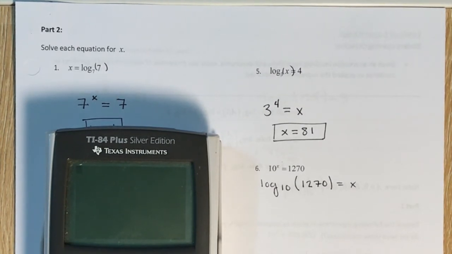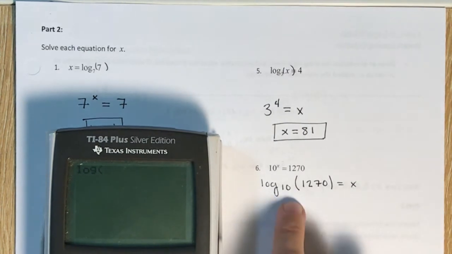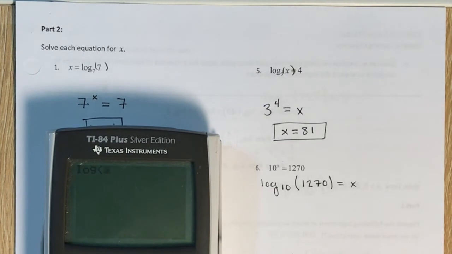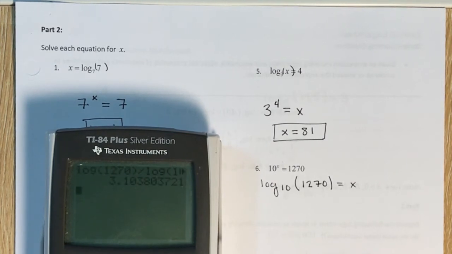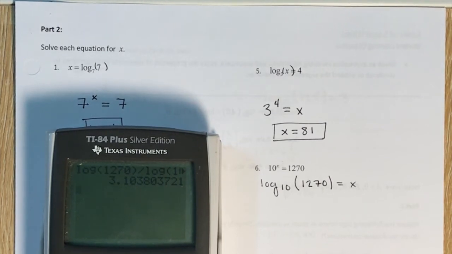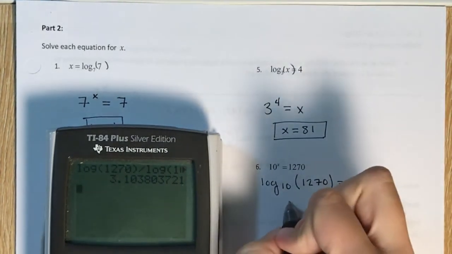But I do want to show an important formula that we might want to keep in mind depending on what kind of calculator you have and whether it will do logarithms with different bases. If I want to calculate log base 10 of 1,270, I need to do log of 1,270 divided by log of 10. That will give me 3.104. So that means here x is 3.104.